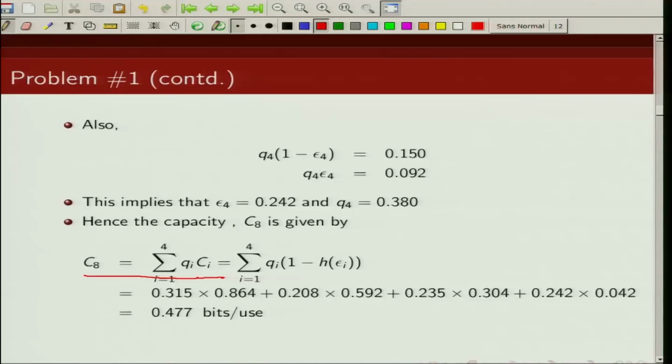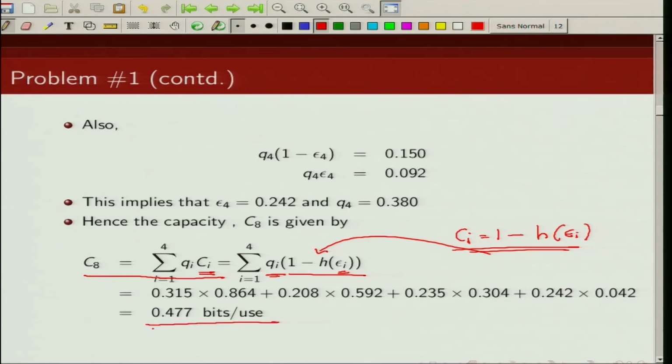And what is the capacity of each of these channels? These are binary symmetric channels, so the capacity of a binary symmetric channel is given by this. So we plug that value in here. We know what epsilon is, we know what Q1 is, so we can calculate the overall capacity of this channel, and this comes out to be 0.477 bits.